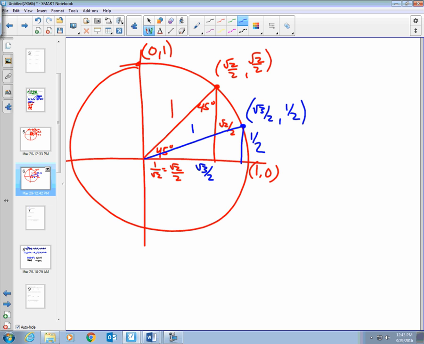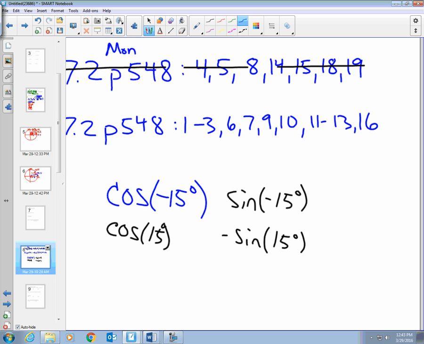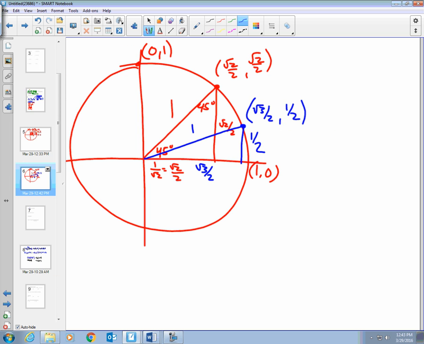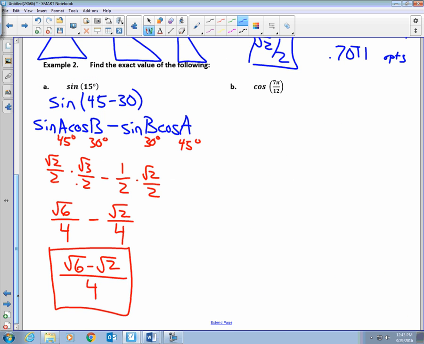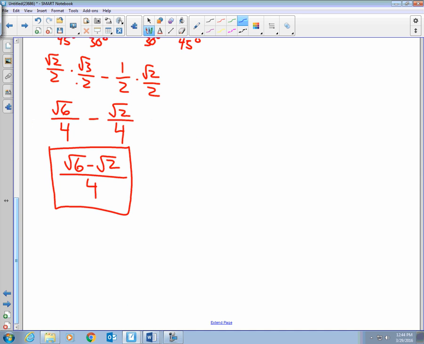Okay. All right. We try the next one. Oh, where are we? Hey, the exact value: square root of 6 minus square root of 2 all over 4. Now you say no big deal.